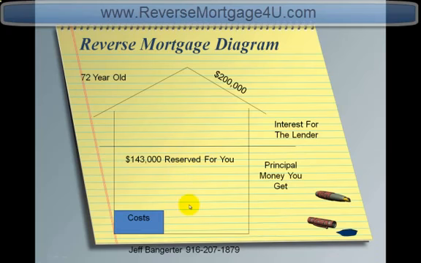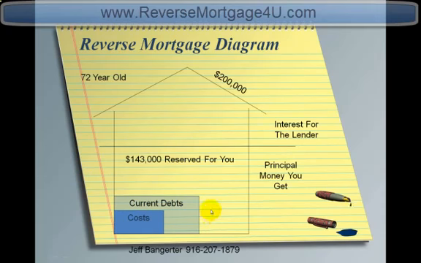Now, there's a couple of things that need to come out of this section that's reserved for you, and that's the costs of the reverse mortgage. There's several costs involved: appraisals, loan origination fees, and FHA insurance fees. There's quite a few things involved in that. And the other thing is any current debt that you might have. Maybe you have a current mortgage on your property. That would also come out of your portion.